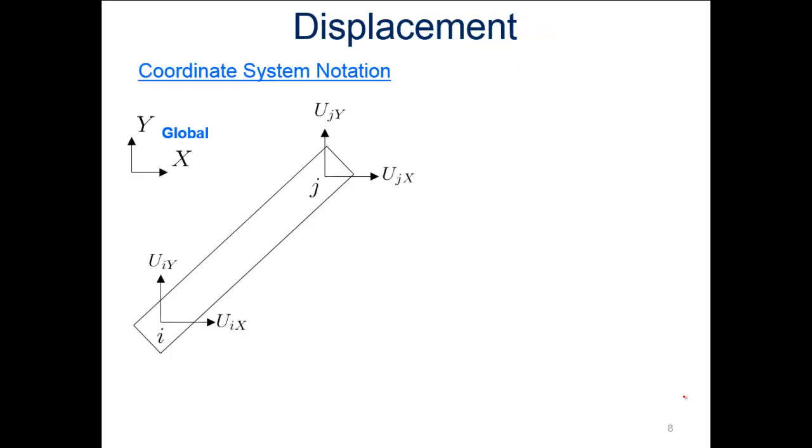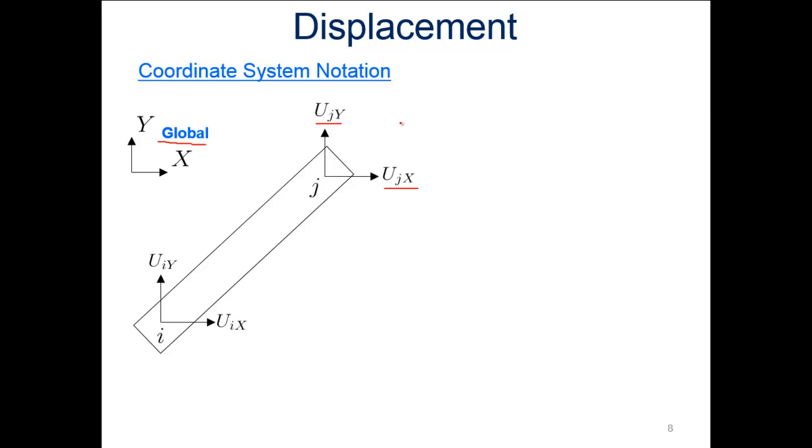Here we go. All right, so here's the overall global system. So you can see global X and Y, kind of how we usually represent it. Y is vertical, X is horizontal. And we'll have some displacements of our nodes globally. So capital U is used for the global displacement.